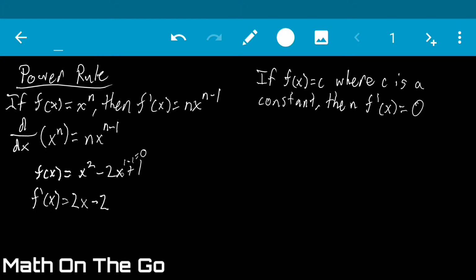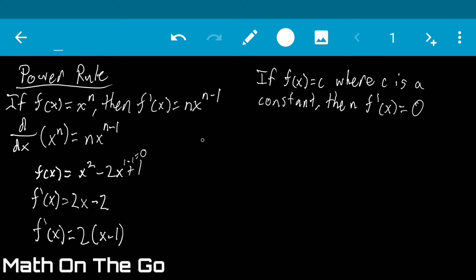So anything to the power of 0 is just 1, so that leaves us with just 2 here. So our final answer, f prime of x, we can factor a 2 out, which gives us 2 times x minus 1. And that's our first derivative using the power rule. Let's move on to another quick example.